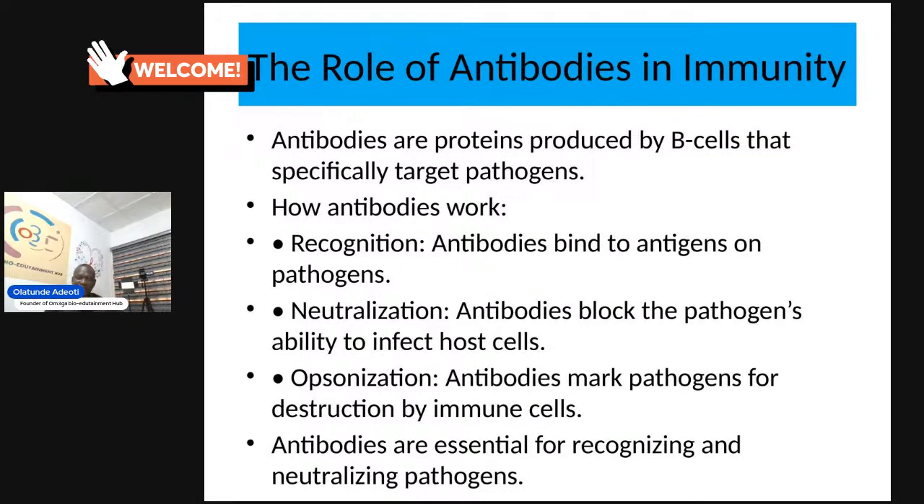The role of antibodies. Now we are already moving down to the adaptive immune system, and that is where antibodies will perform their function. Antibodies are proteins that are produced by B cells that specifically target pathogens. How do antibodies work? They also work in form of recognition. They will be able to recognize antigens that are present on each pathogen. After recognition, they neutralize it. That is, they block the pathogen's ability to infect the cell.